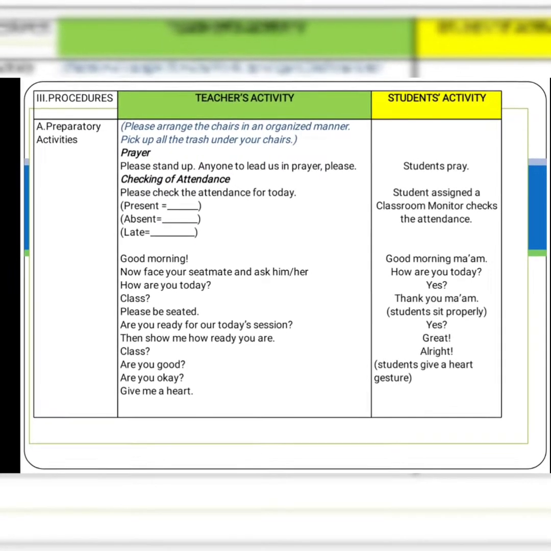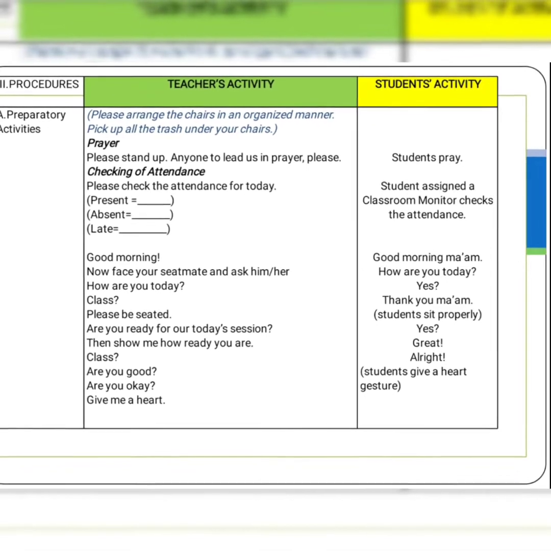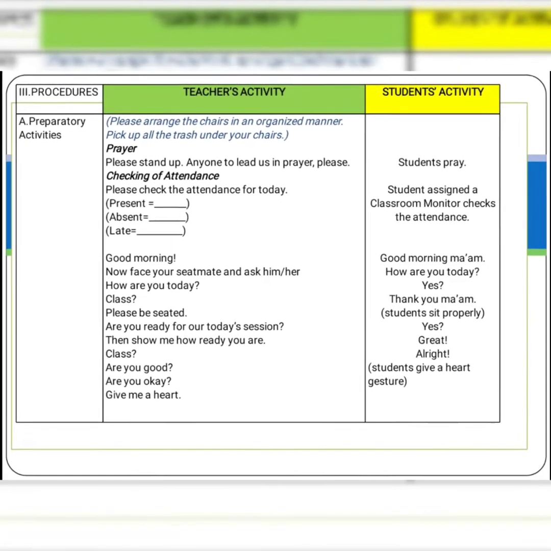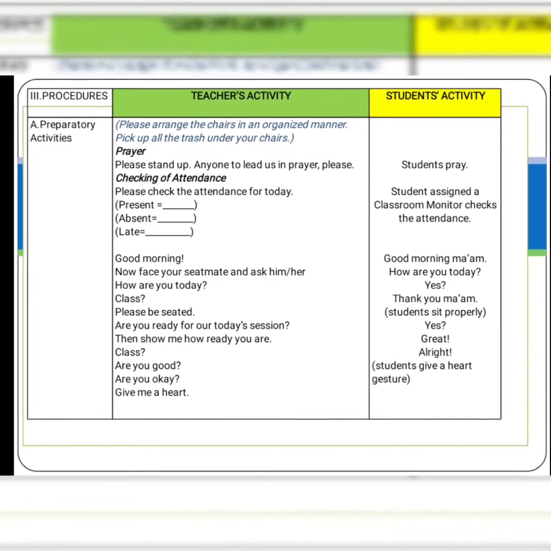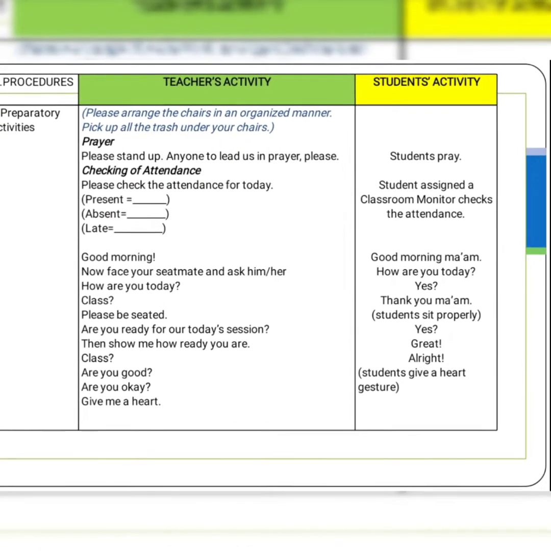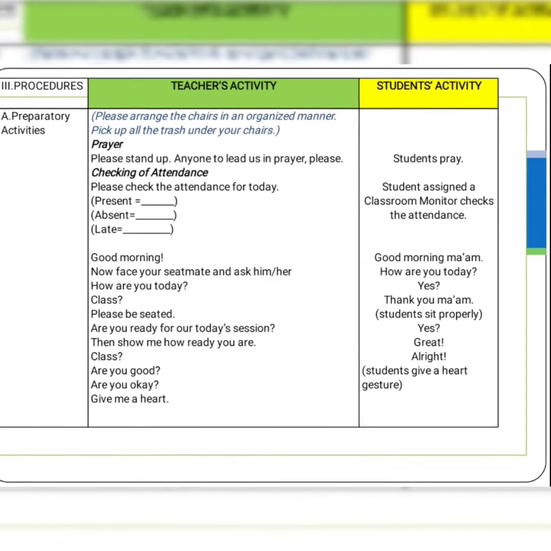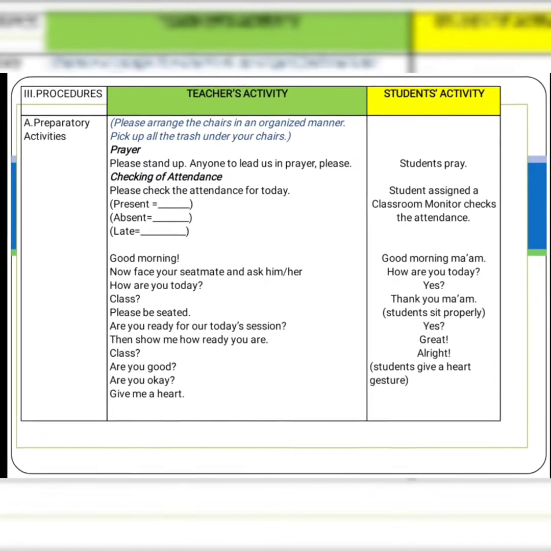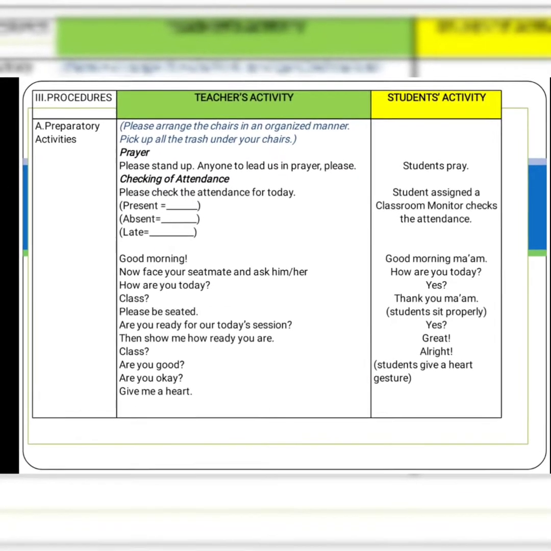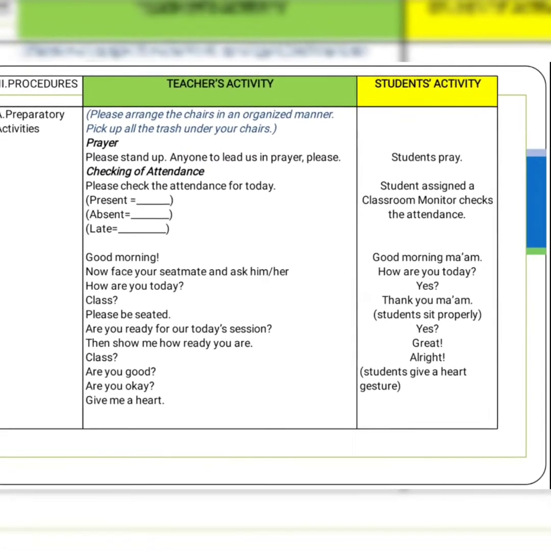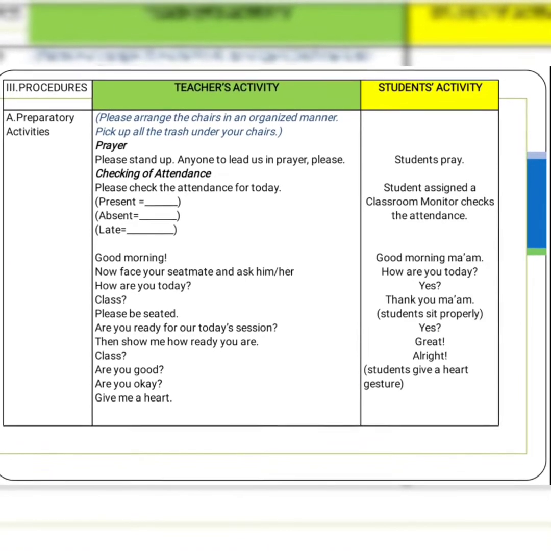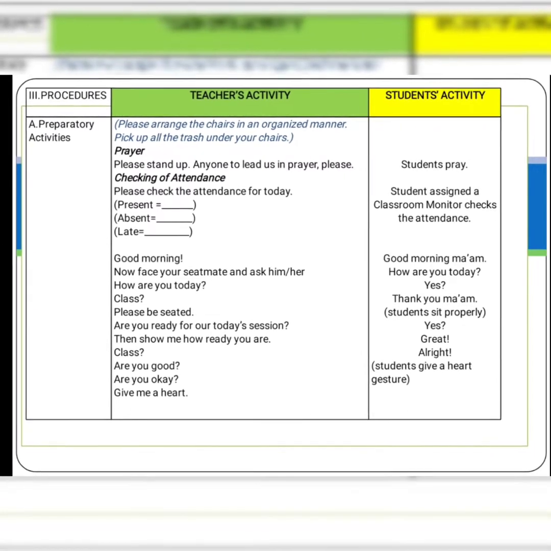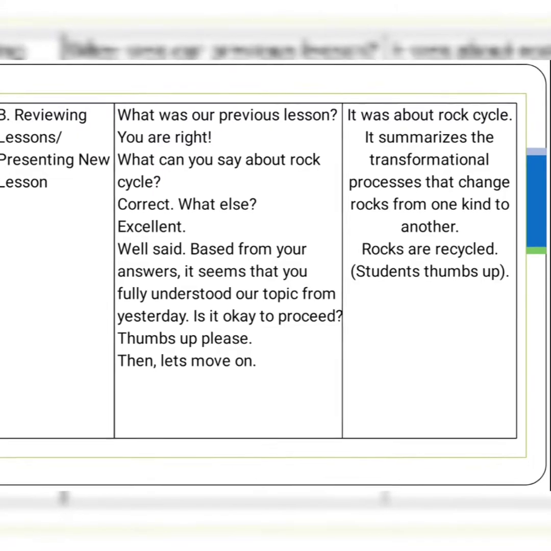So, you could say, please check the attendance for today. Like how many are present, you can ask them to raise their hands, or how many are absent, or how many are late. And then you start with greetings, good morning, right? And ask them if they're okay. And it's okay not to be okay. So if they're good, they can just respond with a gesture.